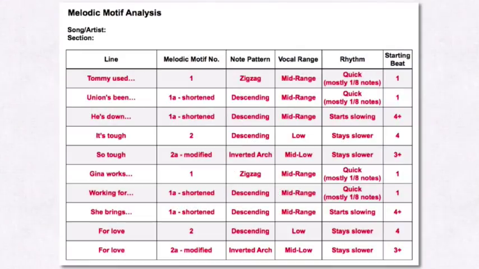Now we want to understand what the melodic motifs are doing in the song that we're going to be referencing and analyzing. As an example, let's say we're looking at the song Livin' on a Prayer by Bon Jovi. This is how I would mark up the verse of that song. I'll put a link to that song below so that you can follow along.